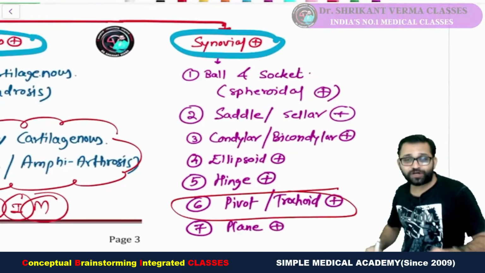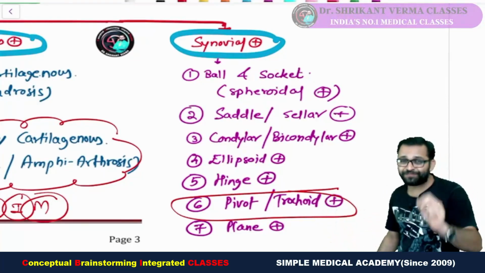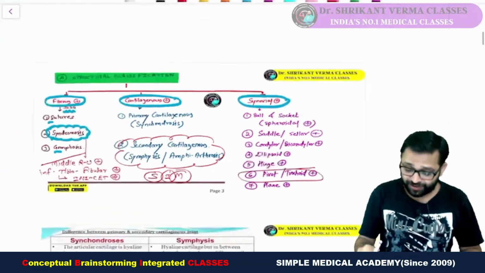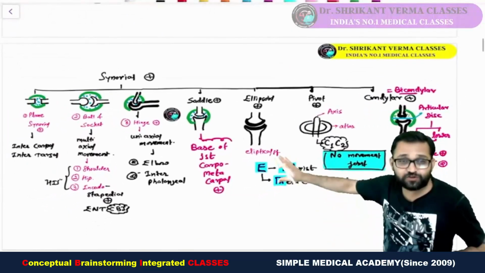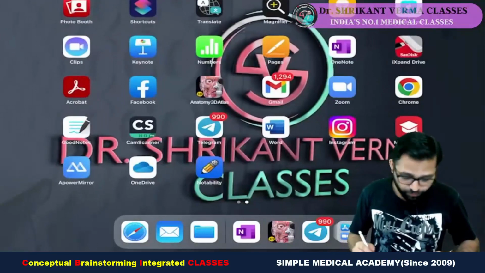Right now the pivot joint was asked. C1-C2 is the classical example of the pivot joint, but this time they asked the superior radioulnar and inferior radioulnar. So no excuse with this joint topic. Here we talked about our different classification. Okay, agree everyone? So we can move further.